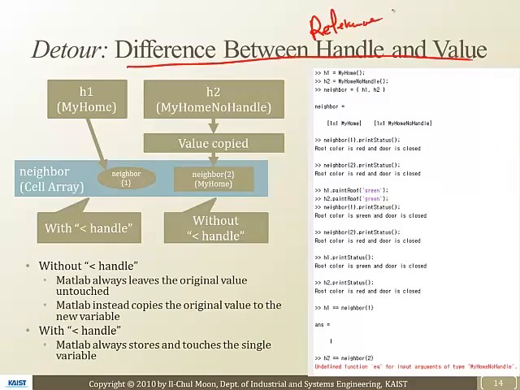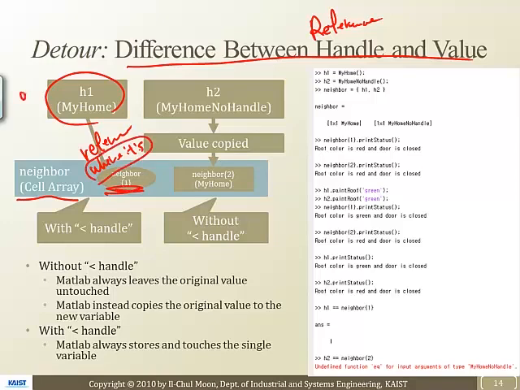So we have the neighbor cell array, and what is being stored in the cell array is the handle, right? Like its reference, where it is. This where-it-is information is stored here in the cell array. Any change in this box will be reflected here. So any change here happens here.